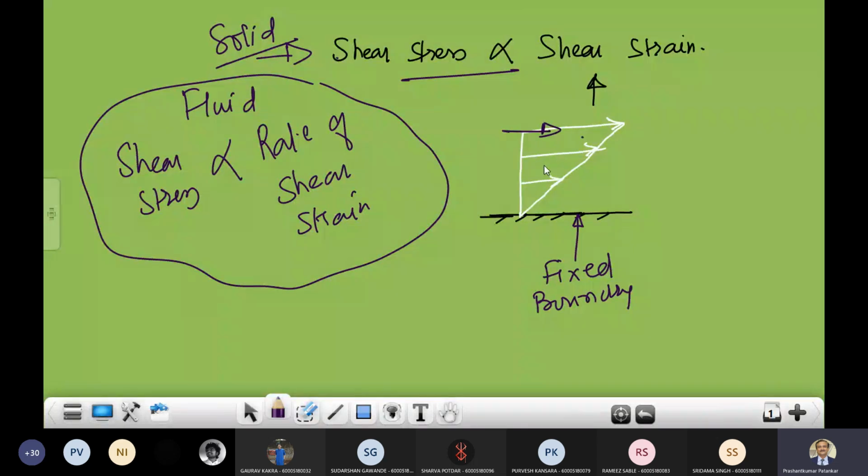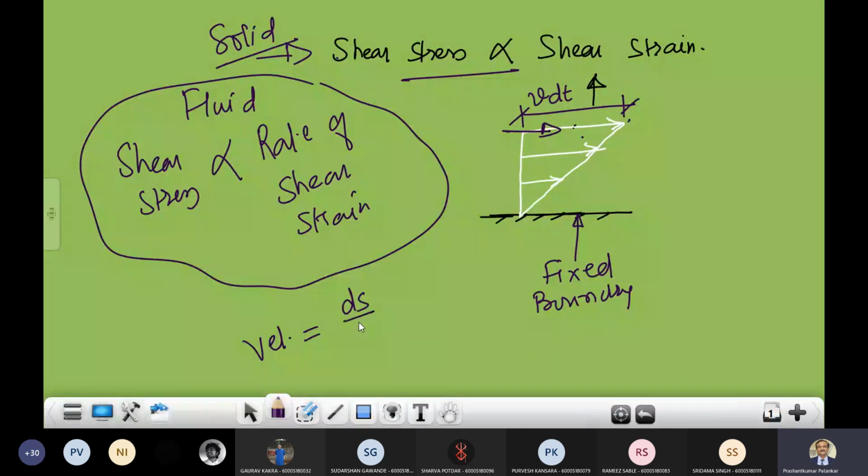If you consider the layer velocity, say v, and in time, say dt, what is the distance traveled by it? It will be v dt, because velocity is the rate of change of displacement. So velocity is ds by dt, that means ds is equal to v times dt. Am I right? So that's the reason here I have written v times dt.